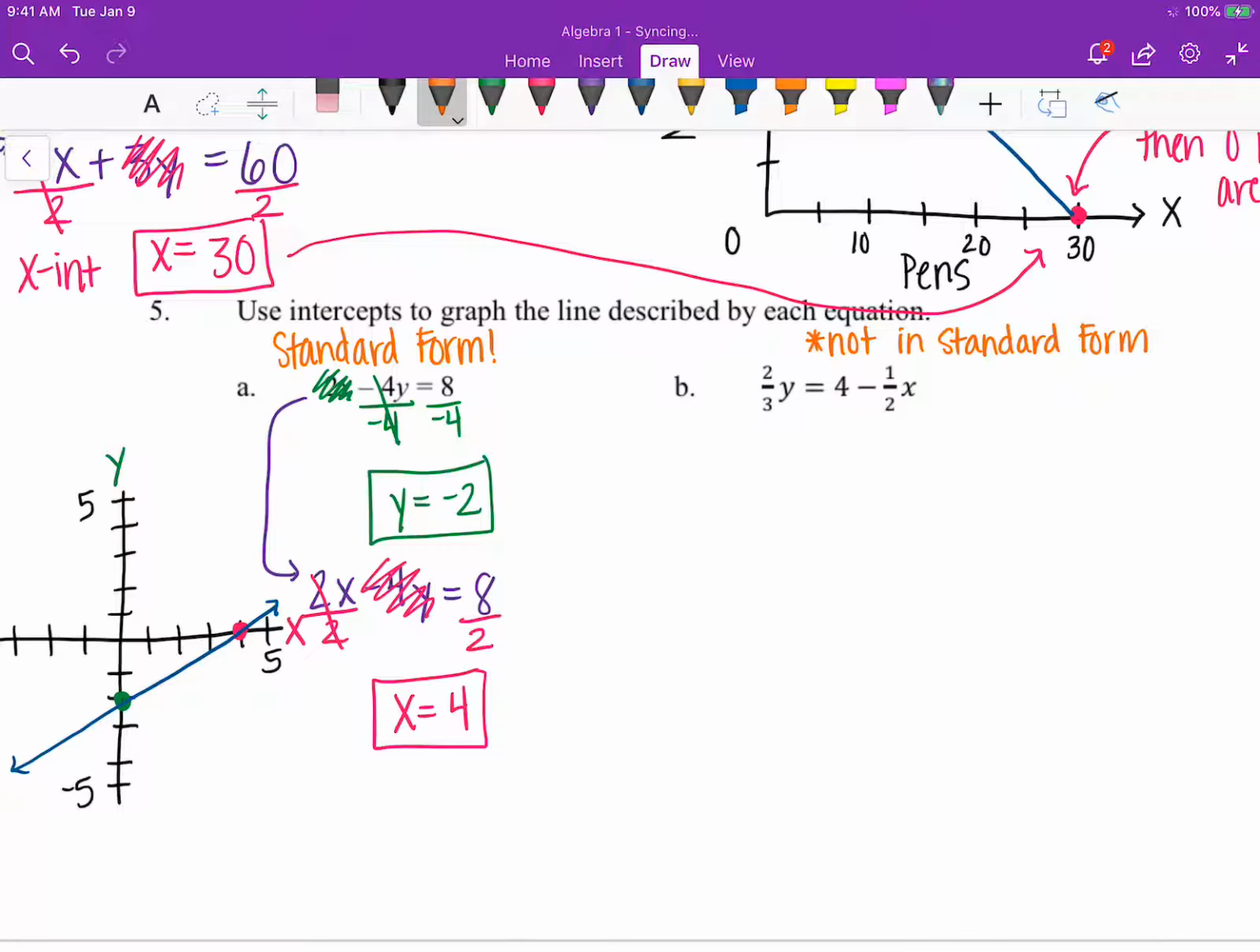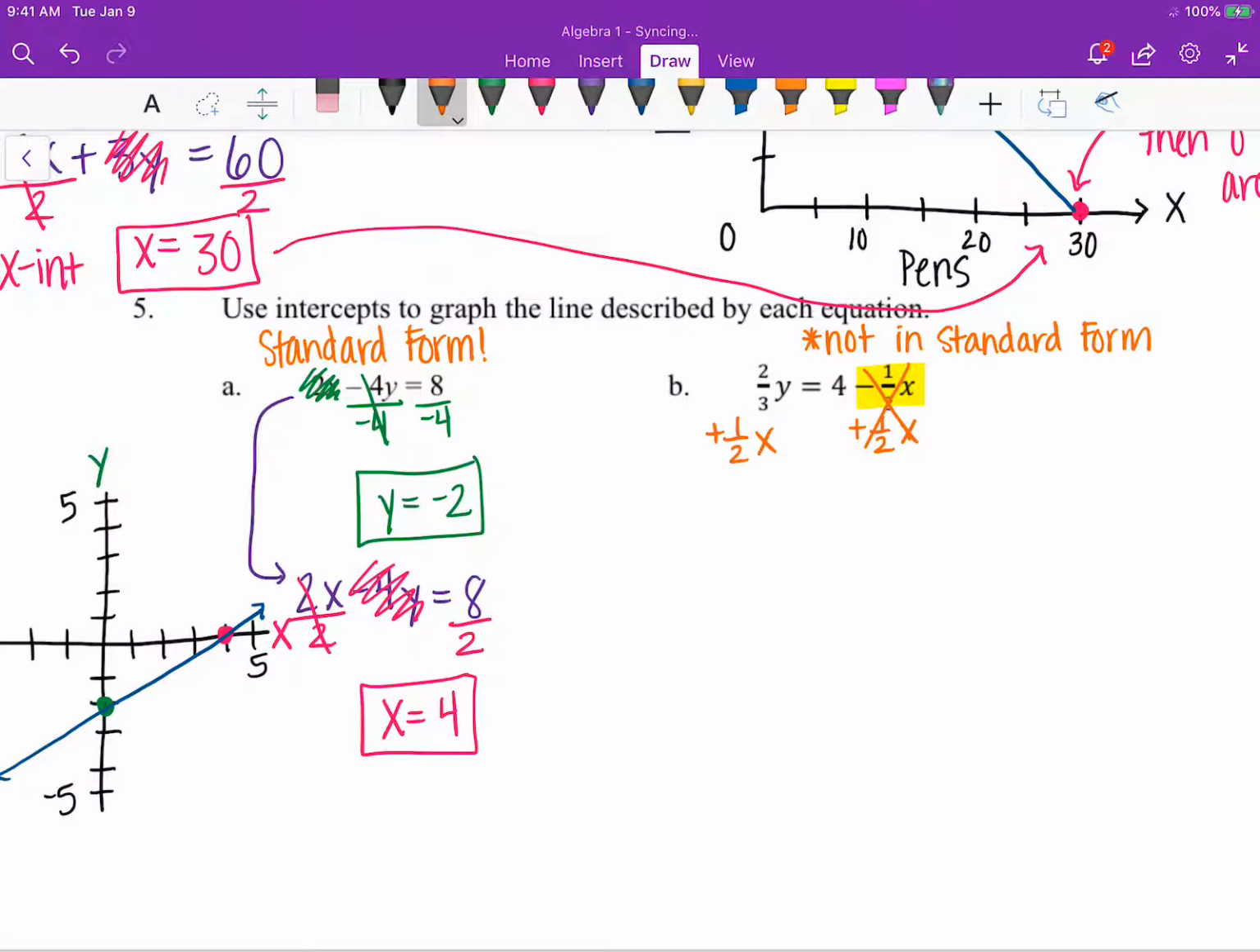So to get this x piece right here over on the other side, I would need to undo that. So I would do plus 1/2 x. That way it moves it over and gets it out of here. So if I rewrite this, it gives me 1/2 x plus 2/3 y equals 4. All right, so now it's in standard form right here. That lets us do that cover up method really, really nicely.